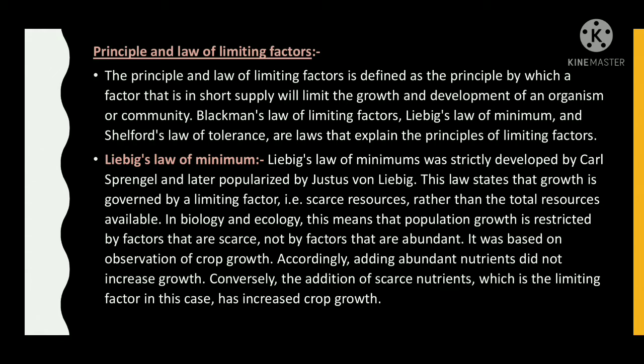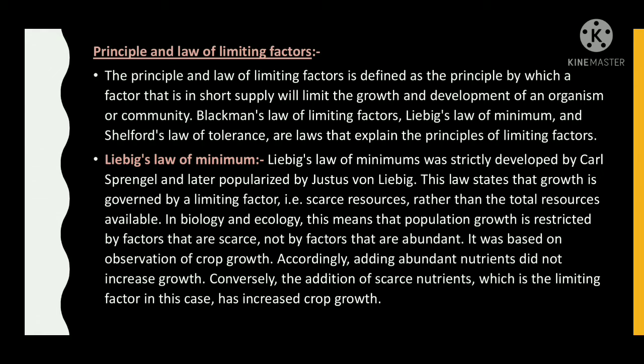Liebig's law of minimum was originally developed by Carl Sprengel and later popularized by Justus von Liebig. This law states that growth is governed by a limiting factor, that is, scarce resources, rather than the total resources available. In biology and ecology, this means that population growth is restricted by factors that are scarce, not by factors that are abundant. It was based on observation of crop growth.